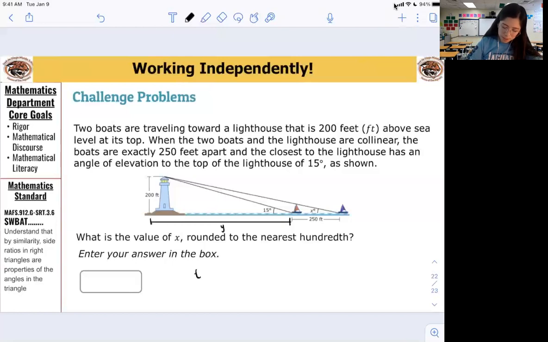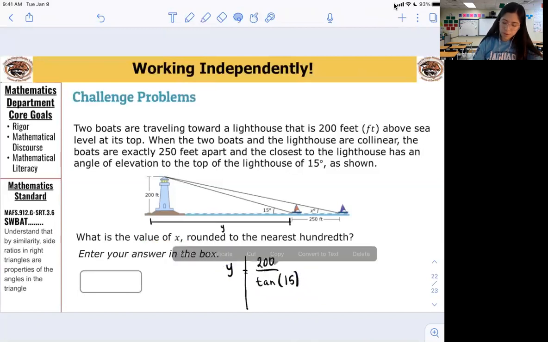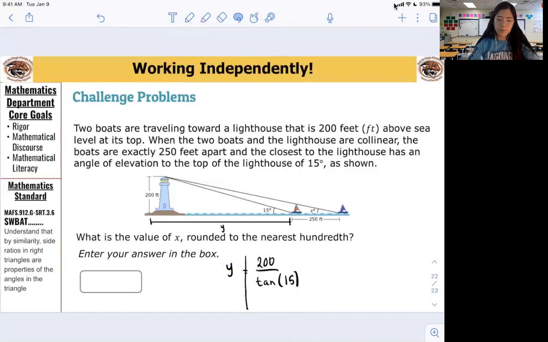Good, the tangent of 15 would be what? 200 over y. Good. And again, I can use my little trick here. What can I switch? Yeah. I can switch the y with the tangent of 15. Okay. So 200 divided by the tangent of 15.